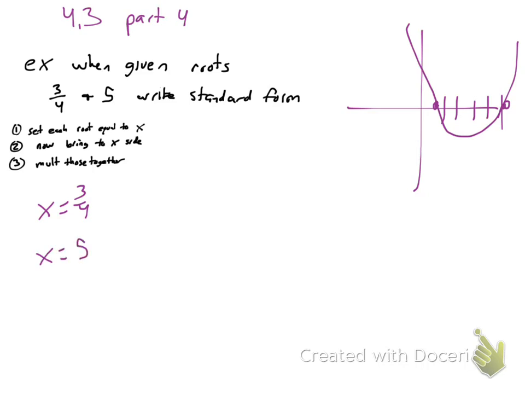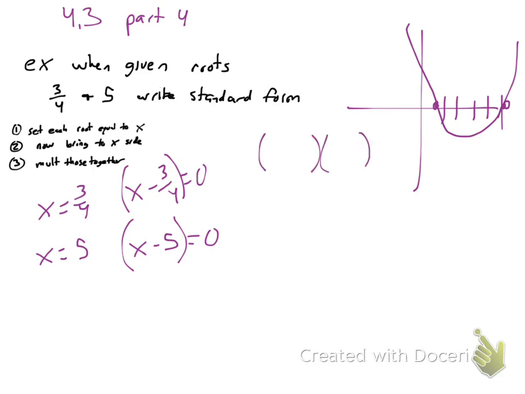Step 2 is that you bring everything to the x side. So I want to take 3/4 and subtract it over here, and take 5 and subtract it over here. So I end up with x minus 3/4 equals 0, and x minus 5 equals 0. If you remember when we did solve by graphing in the earlier section, these are equations set equal to 0. It means where it crosses the x-axis. These guys that I just put parentheses around end up becoming factors, and they are factors of this polynomial, or this quadratic in this case.